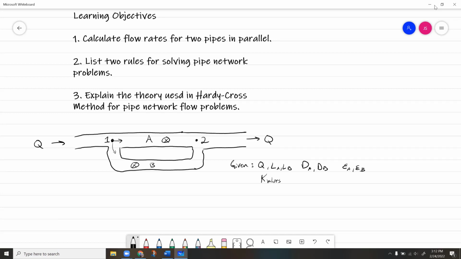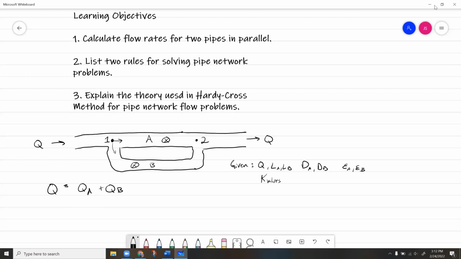If you see this problem, we're thinking about flow going here, flow going here. How would I set that up? So I could say Q is equal to what? The big flow coming in. Yeah, Q1 is equal to VA AA plus VB AB. And I'll just write it out as Q. Right, QA plus QB is in the most simplistic form.